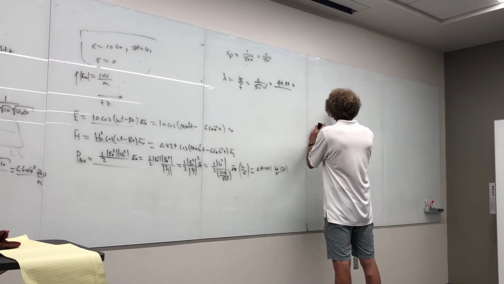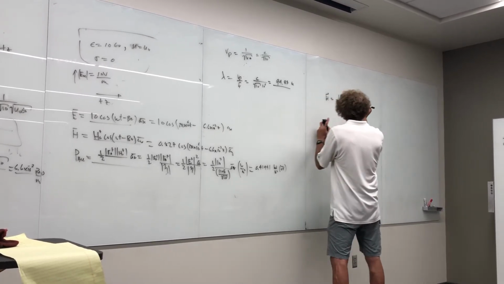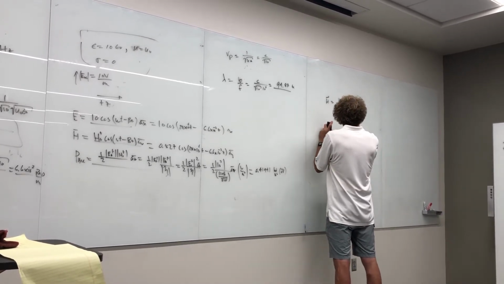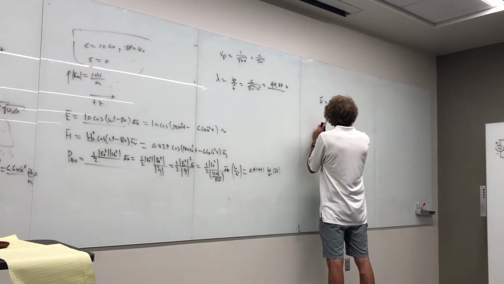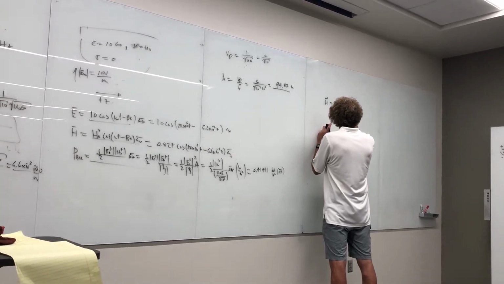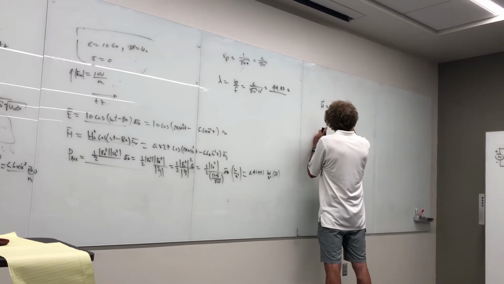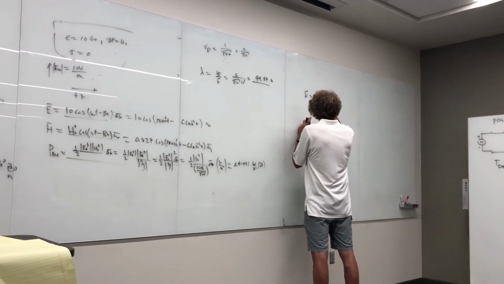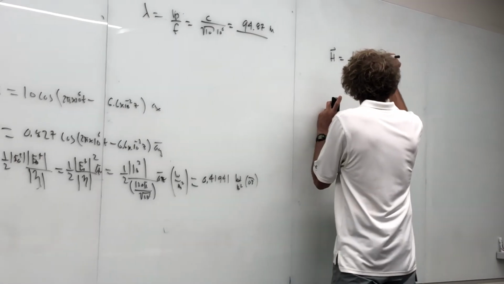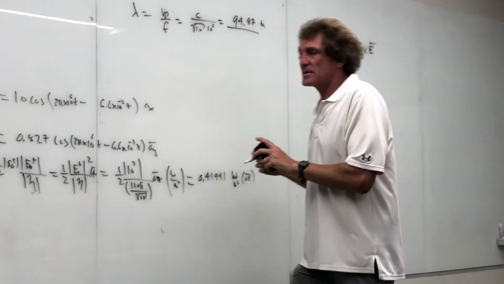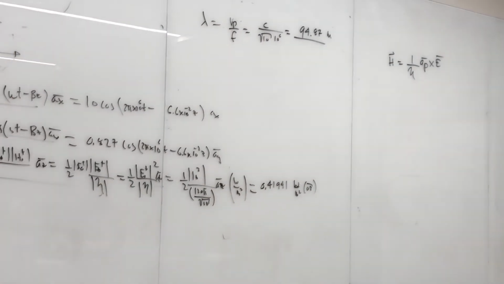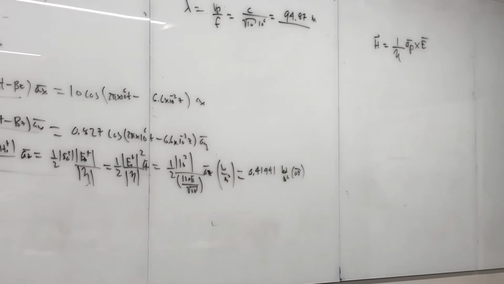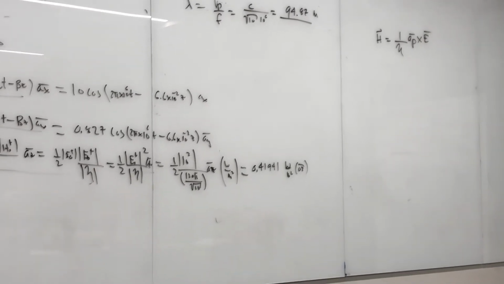The H field can be gotten, usually the E field is given, as 1 over eta times the direction of propagation crossed into the E field. Now he has these down here. It's a unit vector in the direction of propagation. This is on page 327 at the bottom.